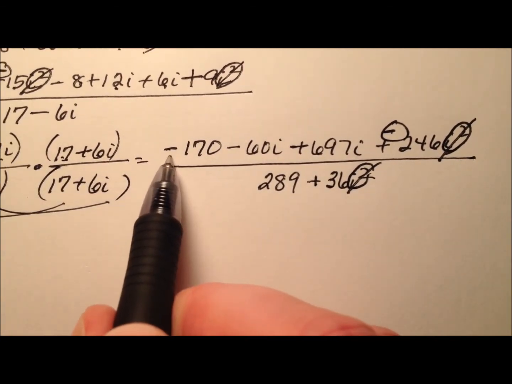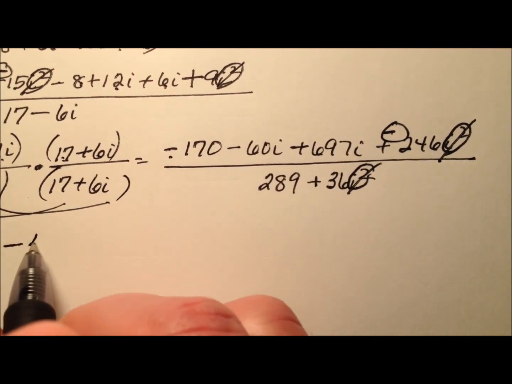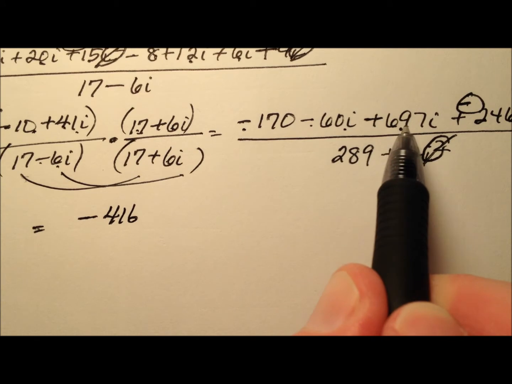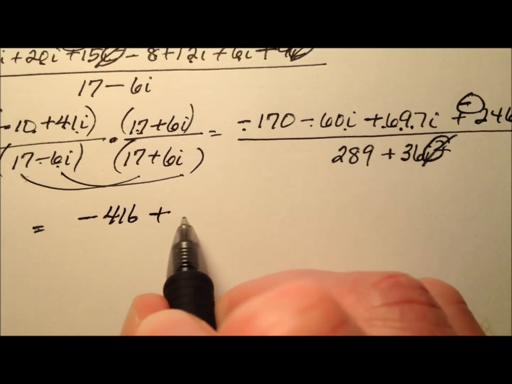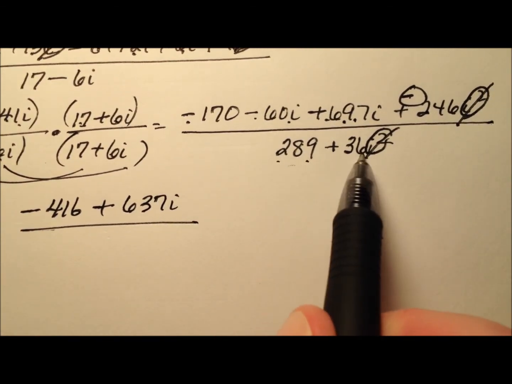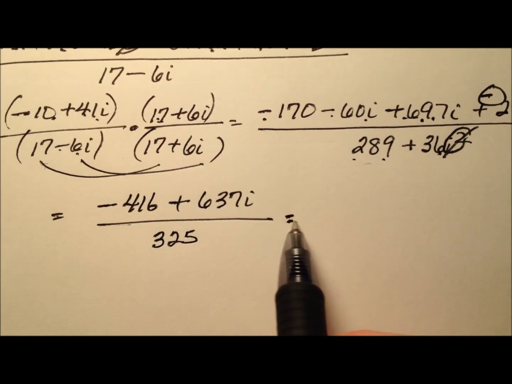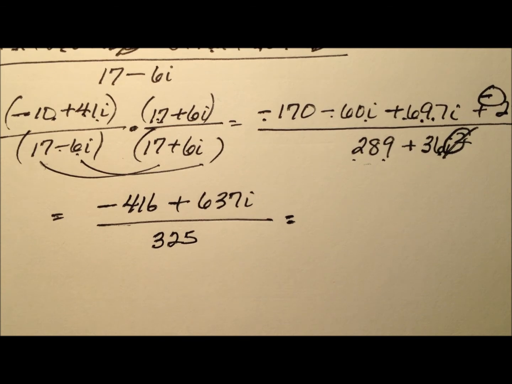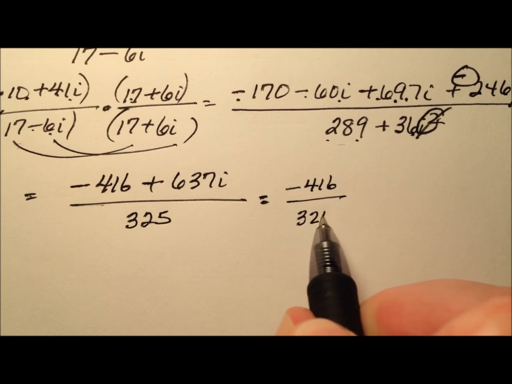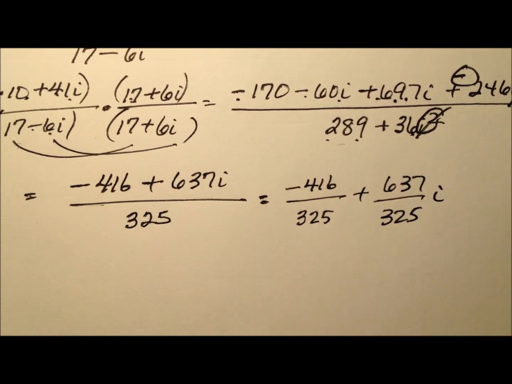So negative 170 minus 246 should give us something like negative 416. And then negative 60i and positive 697i should be something like plus 637i. And then, of course, 289 plus 36 will be 325. To go ahead and get this in standard form, though, I need to write it as a plus bi. So it'll be negative 416 over 325 plus 637 over 325i.